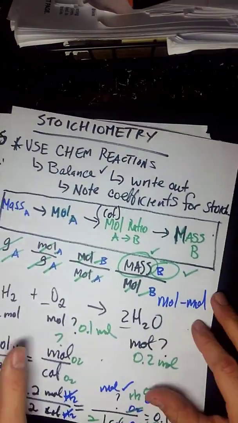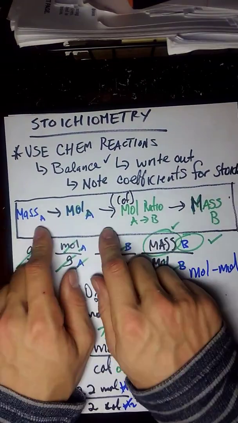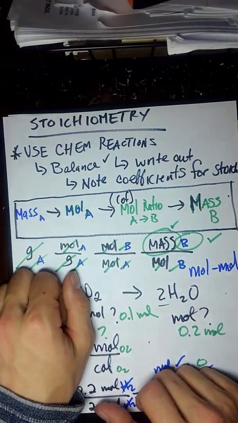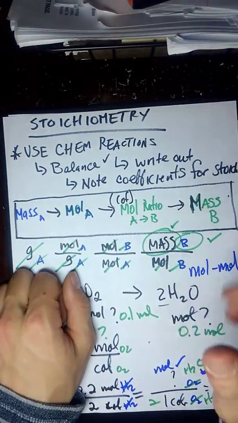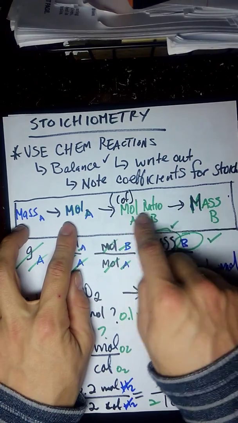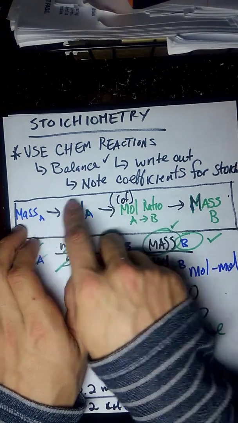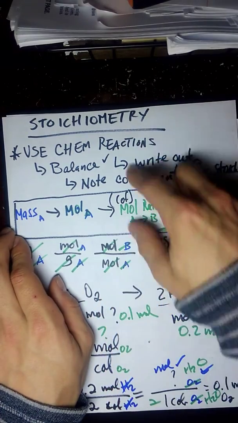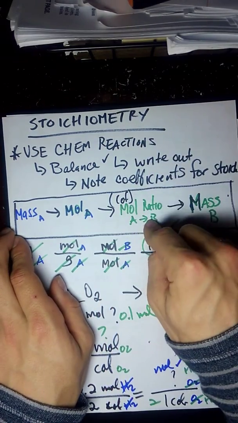The best thing to do is to look at this flow chart. Just memorize the flow chart, memorize the process. Mass to moles to moles to mass. That's all you really have to know. Mass to moles to coefficient to mass, you could say instead. You could replace moles with coefficient ratio. So you could say mass to moles to coefficient ratio to mass, or however you want to say it. But just make sure that the coefficient ratio is the third thing in line.